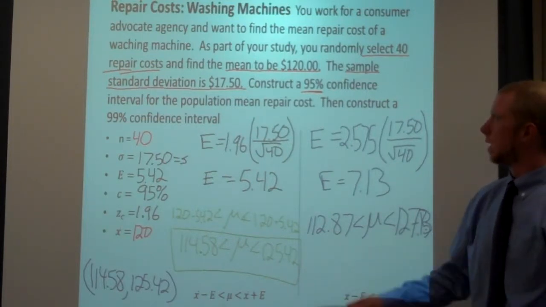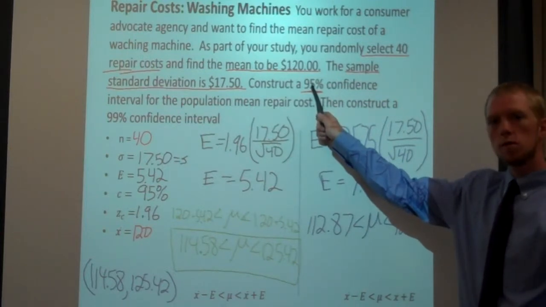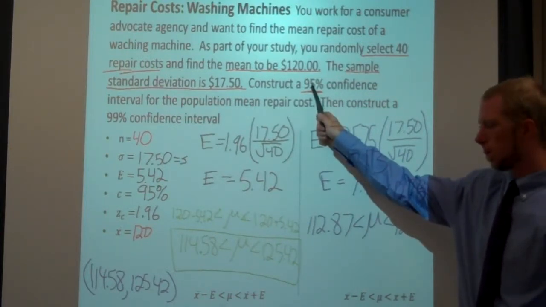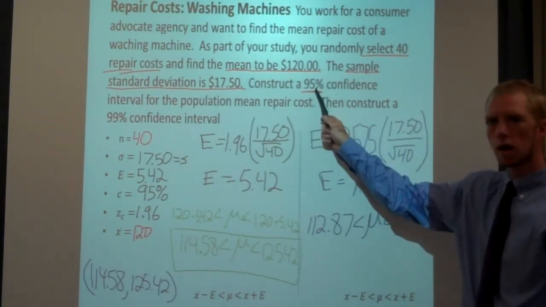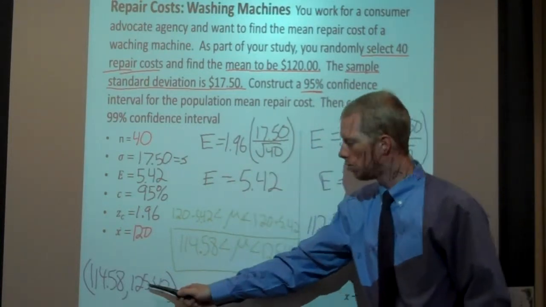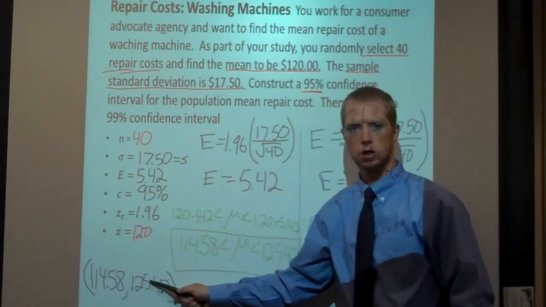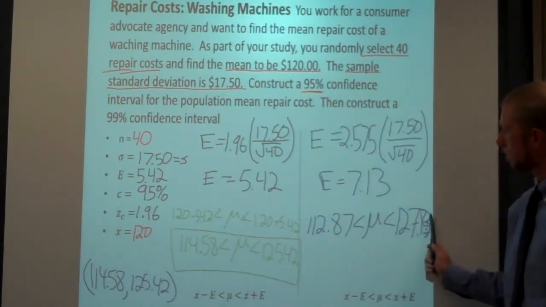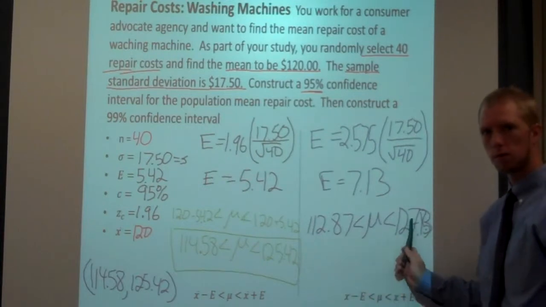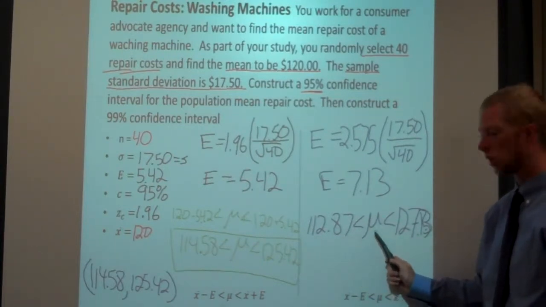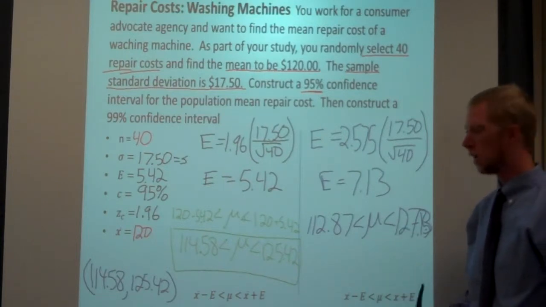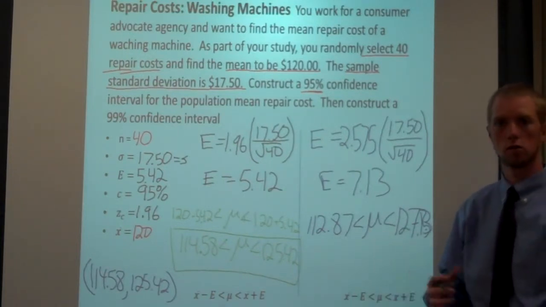The conclusion here is that if you took 100 samples, you could expect 95 of your confidence intervals to contain the population parameter over here. If I took 100 different samples, I could expect 99 out of 100 to contain the population parameter here. And that is how you construct a confidence interval.